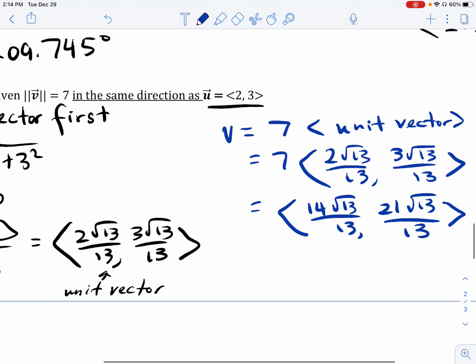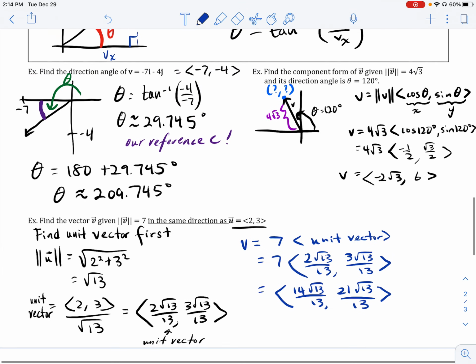Okay? So hopefully you're a little bit more comfortable now with finding direction angles and using direction angles or unit vectors to find other vectors going in the same direction or some variation of such.